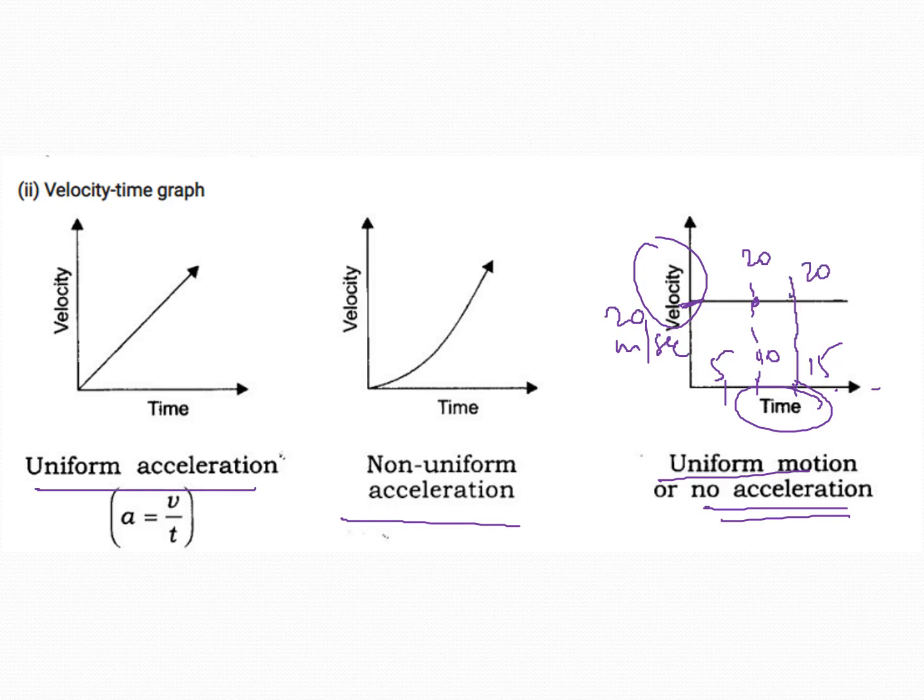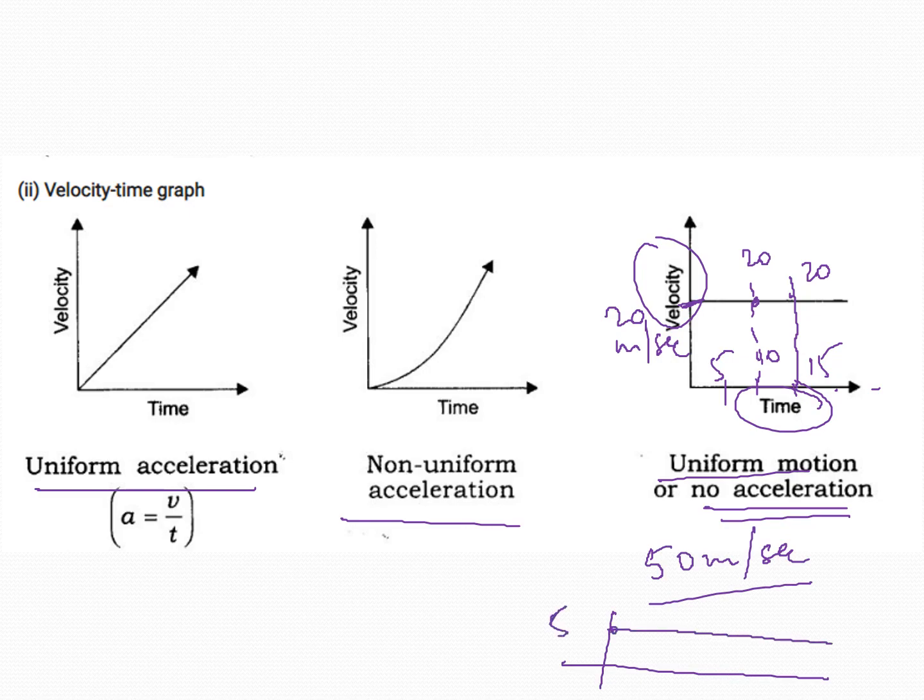It means no acceleration. Like, when I am driving a scooty at a velocity of 50 meter per second, throughout my journey I drove it at 50 meter per second. Time is changing anyways, 5, 10, 15, but my velocity remained at 50 meter per second. Then you will say that it has uniform motion and thus no acceleration. Why no acceleration? Because velocity is the same at different points of time.